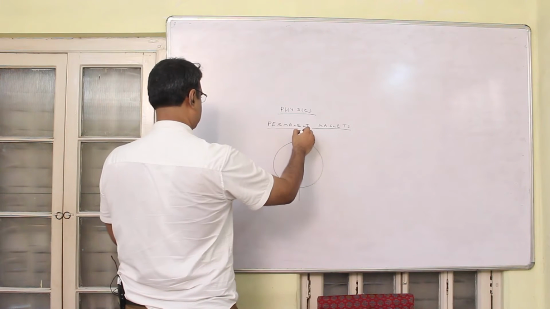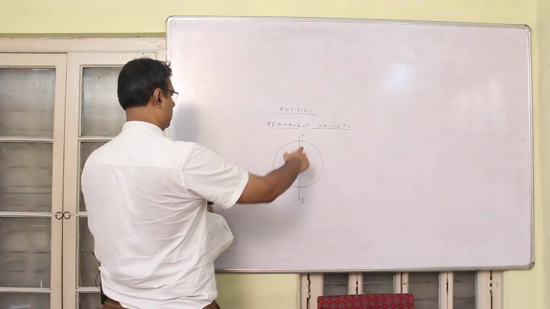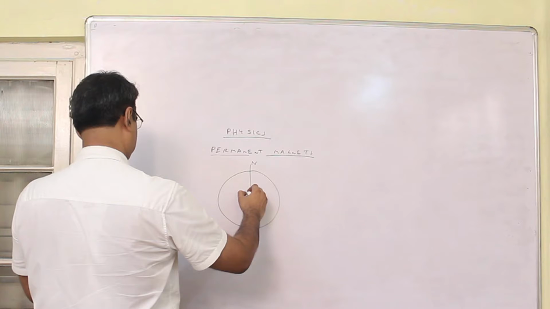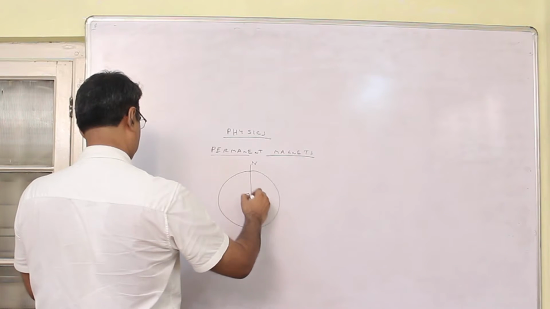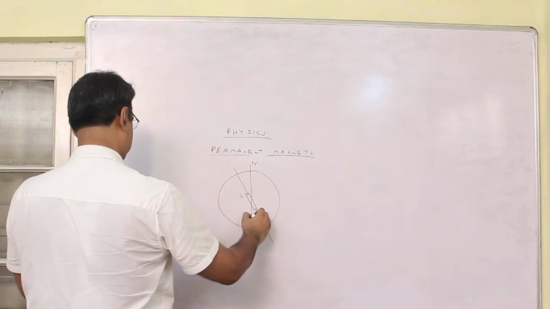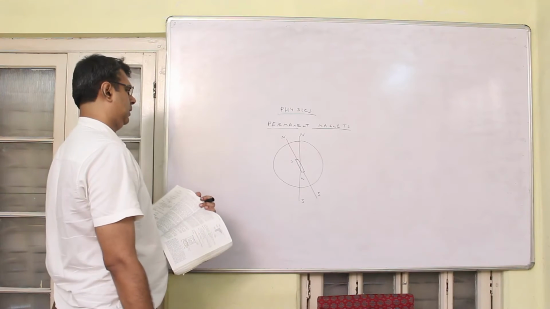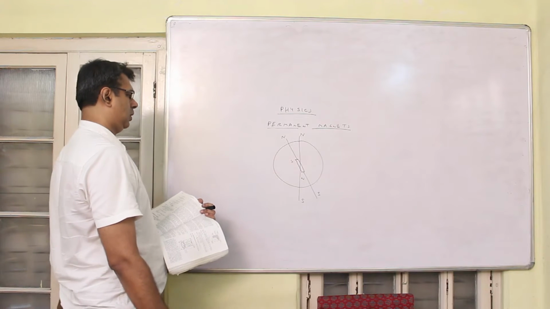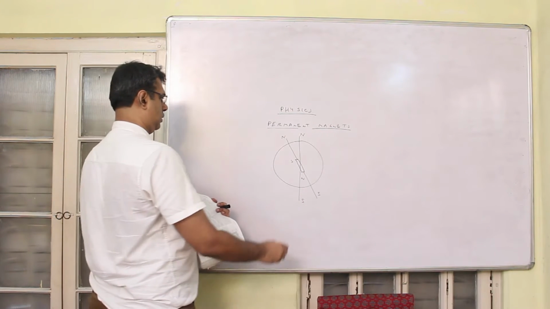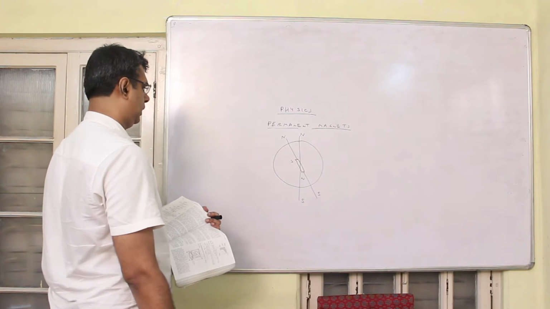Now, this is the geographical axis of the Earth, the geographic north and the geographic south. And this is the magnetic axis of the Earth, the magnetic north and the magnetic south. You will notice that I have put a dipole right at the center of the Earth. So this dipole represents the magnetic field due to the Earth.